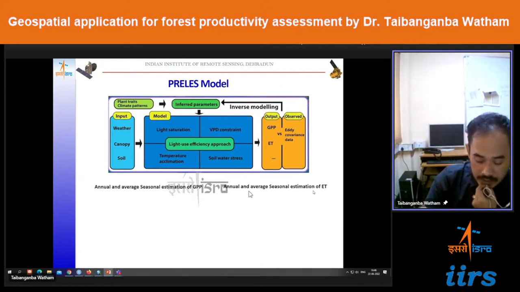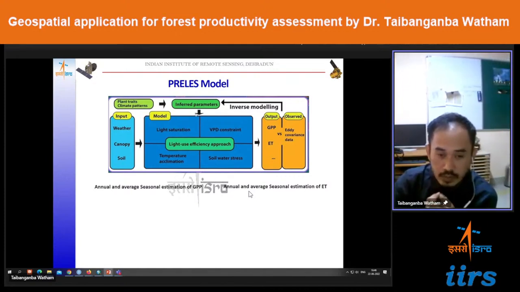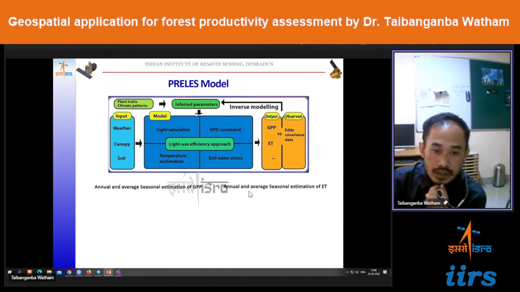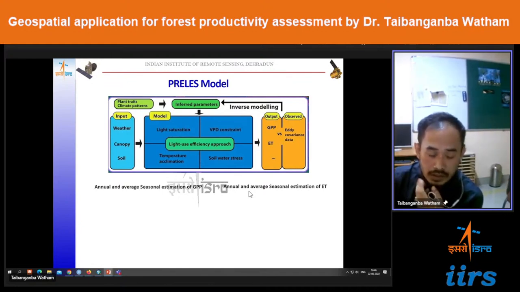Coming to the next, a little bit more advanced method, or the models that we can say, is the PRELES model, which is more of a semi-empirical model in which they try to couple the GPP, or the process of photosynthesis, as well as the process of evapotranspiration.